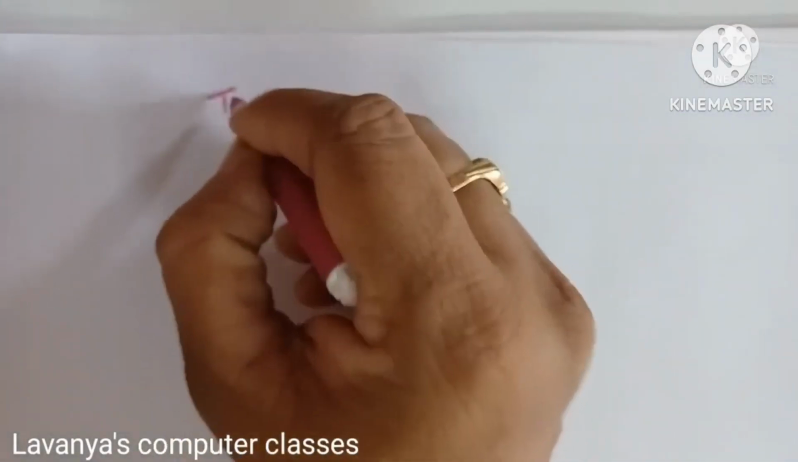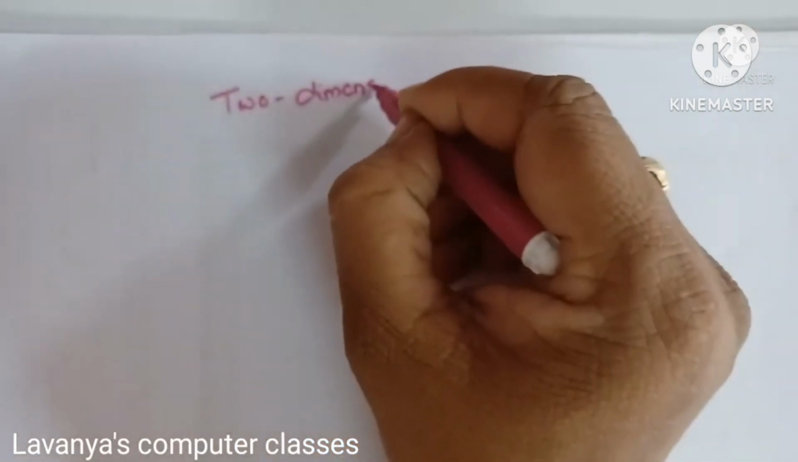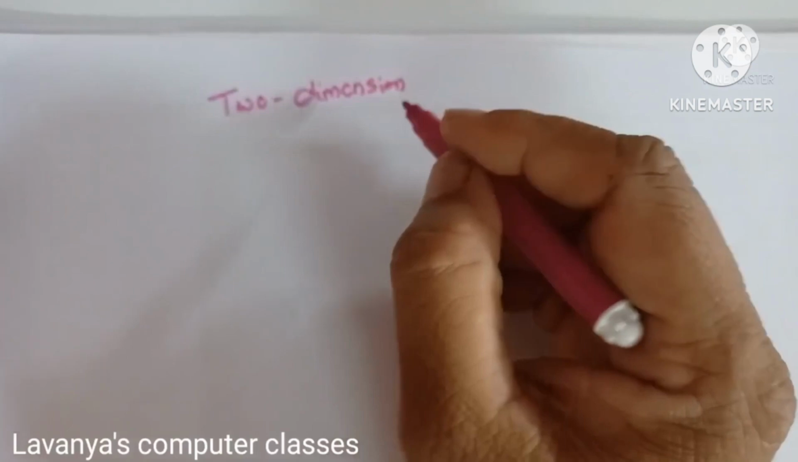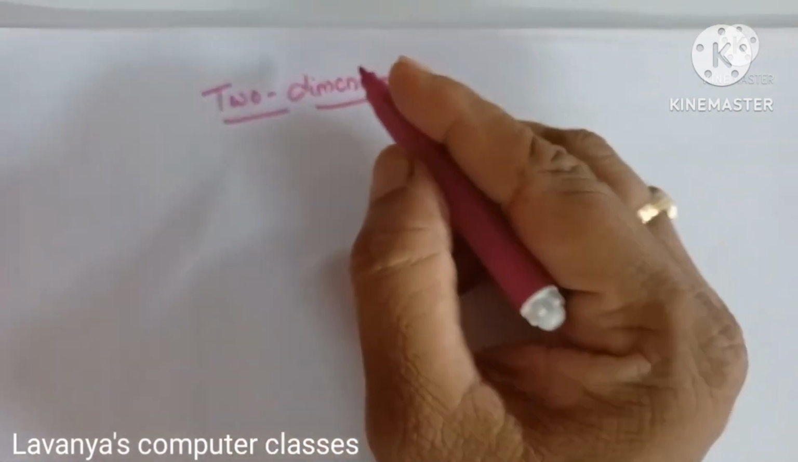Now I am going to explain the two-dimensional array. Two-dimensional array means in this we have two subscripts. So what is the two-dimensional array? We have row and column, two subscripts.